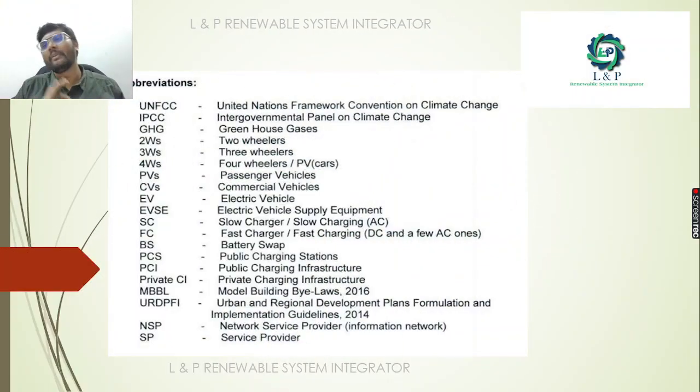In our discussions we might be using many abbreviations. If you have any doubt about the abbreviations or short forms, then you can refer to this.